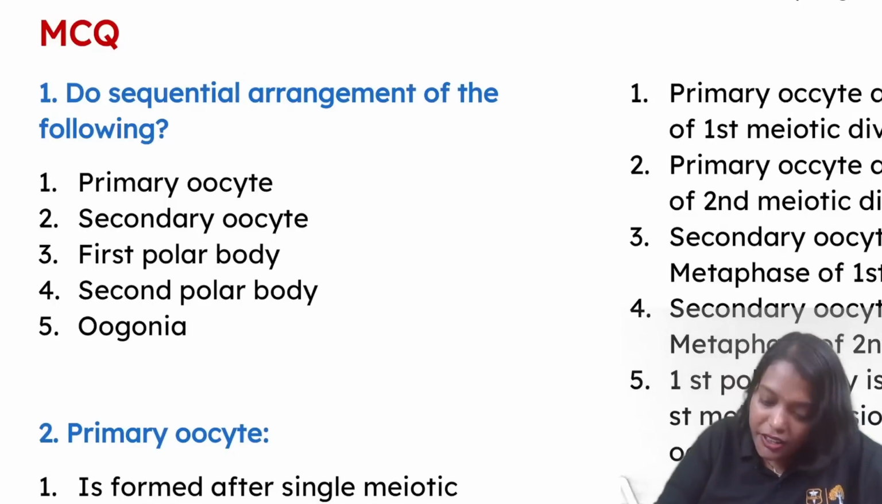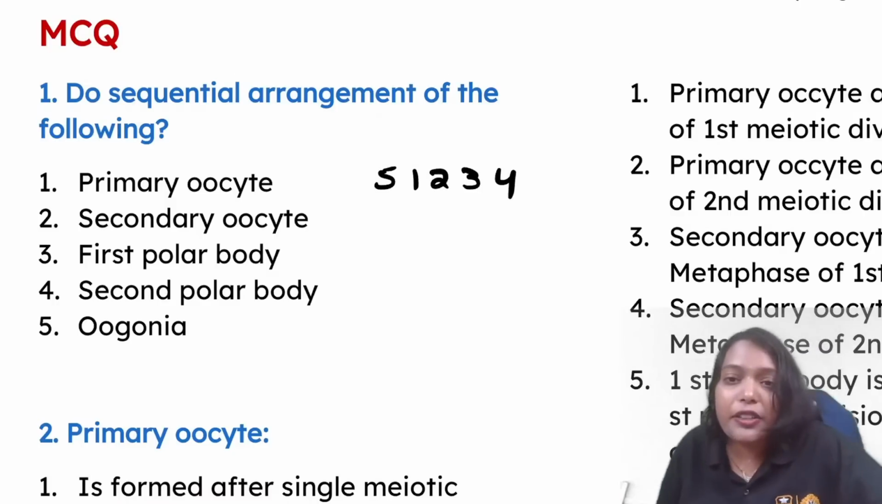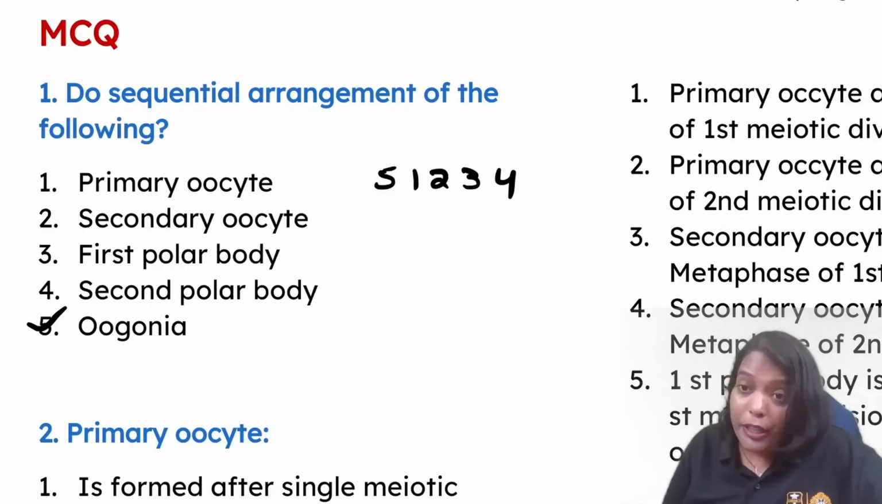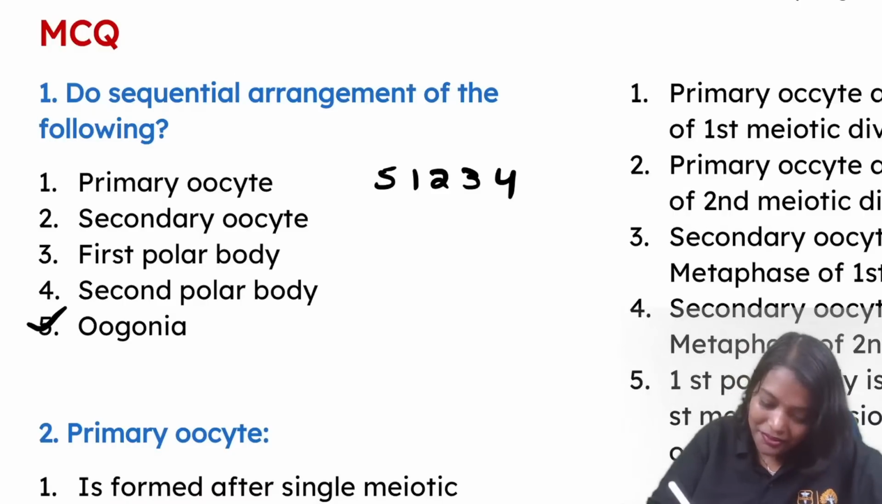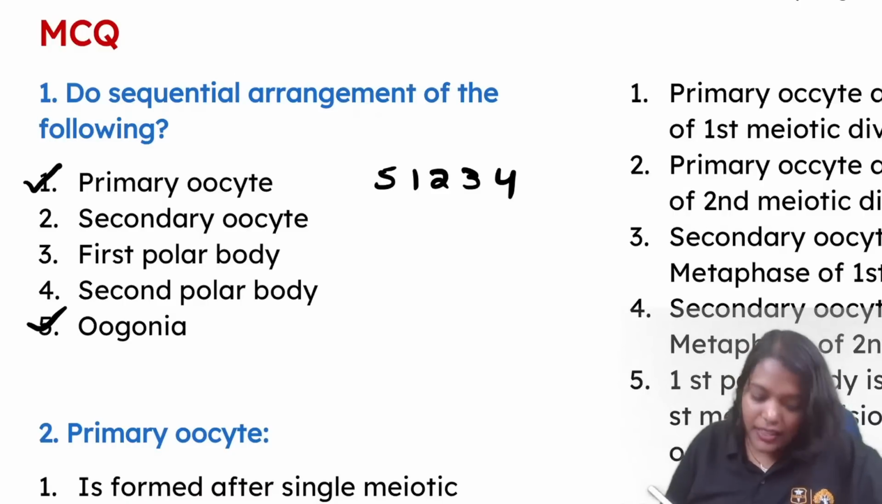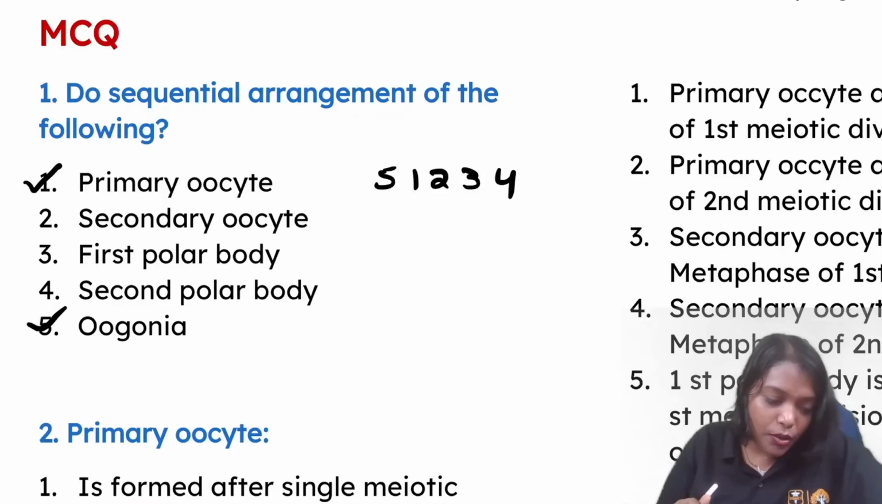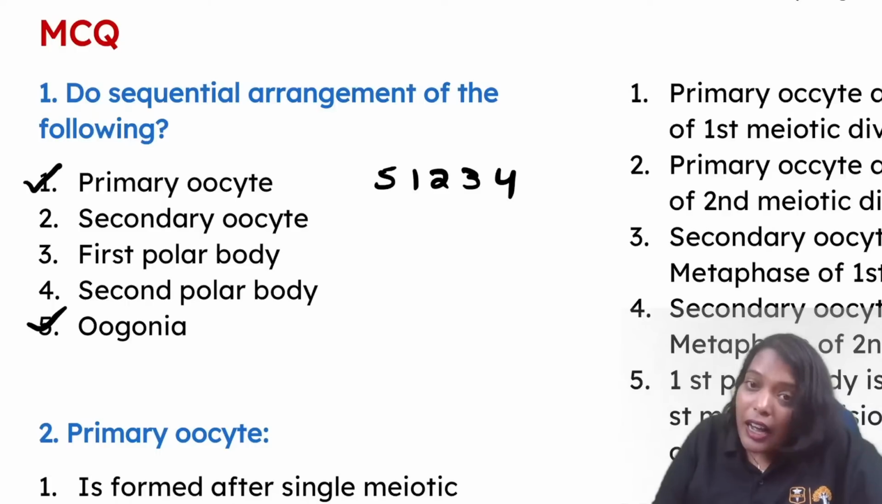So I have an answer here. I have an option of 5, 1, 2, 3, 4. Let us see whether it's correct or not. So first we have the oogonium. Yes, excellent. After oogonium, it is a primary oocyte. So after the oogonium, the primary oocyte is correct.